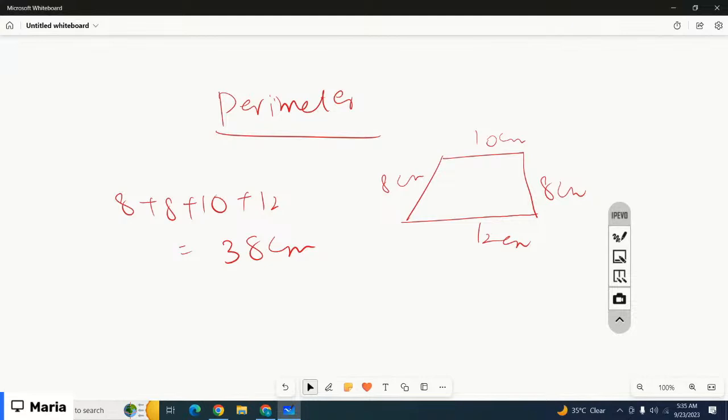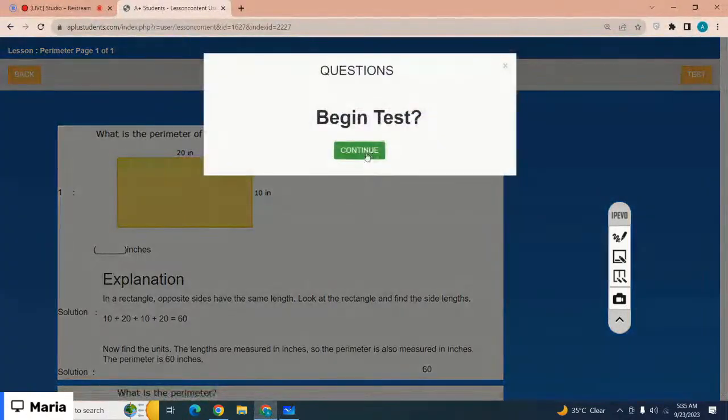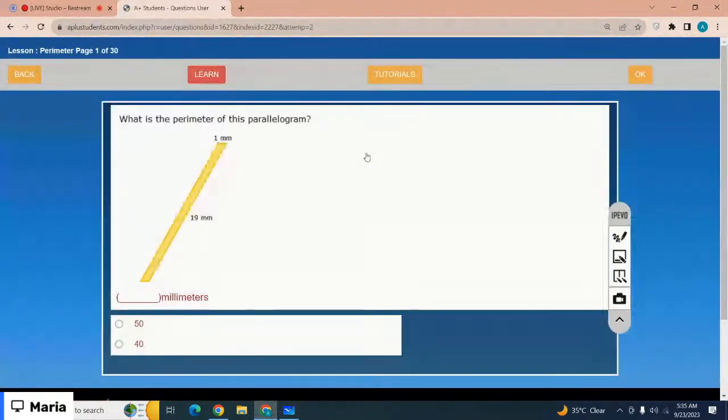Let's start with the practice. What is the perimeter of the parallelogram? Which is the correct option? A parallelogram has opposite sides equal in length, right? So this one is 20 plus 20, and this one is also 20. The correct option is 20 plus 20 equals 40. The correct option is 40.